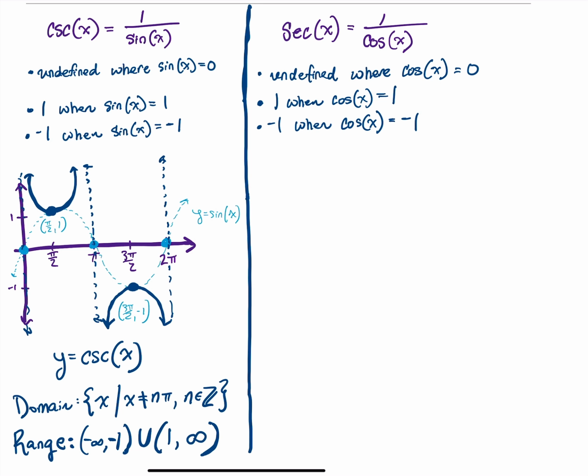So again, the process for the cosecant is to first imagine the graph of the sine. Place asymptotes wherever that graph is equal to 0, so where it crosses the x-axis, and then place these parabola shapes at the maximum and minimum points on the sine function. And that will give you the graph of the cosecant.